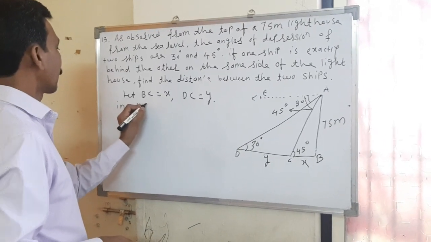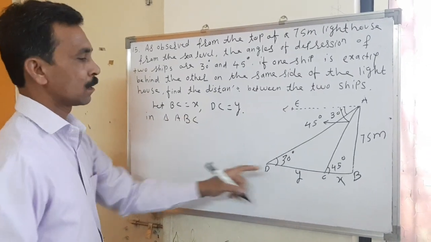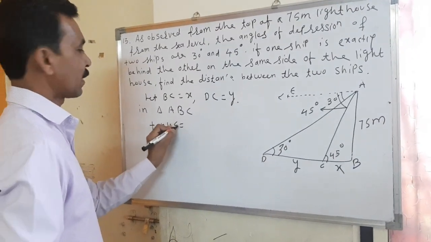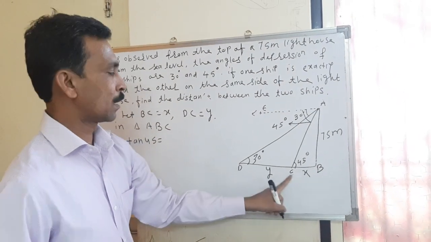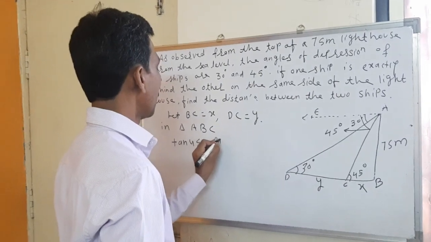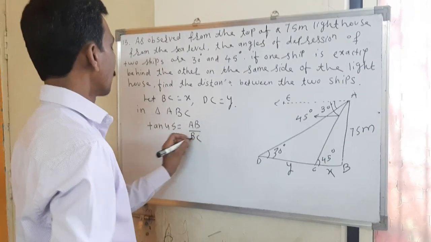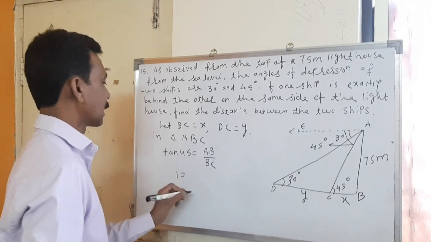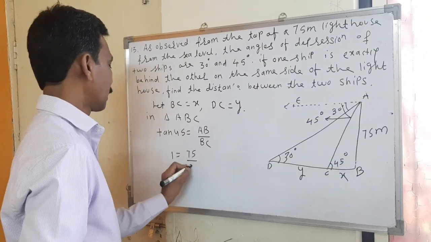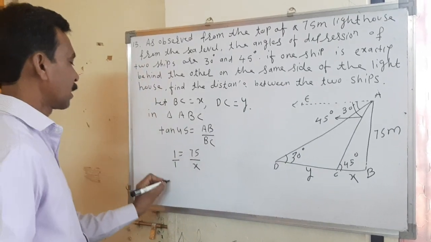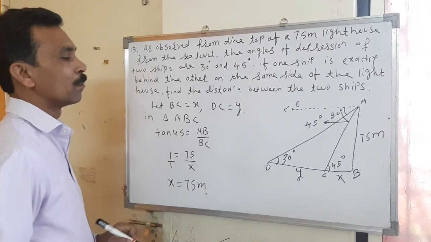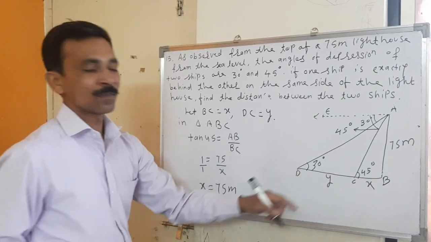In triangle ABC, tan 45. Why tan? Because AB is opposite, BC is adjacent. That is why tan 45 is AB upon BC. What is the value of tan 45? 1 is equal to 75 upon X. 1 means 1 by 1. Take cross multiplication: X is equal to 75 meters. We got X. Now we have to find Y.